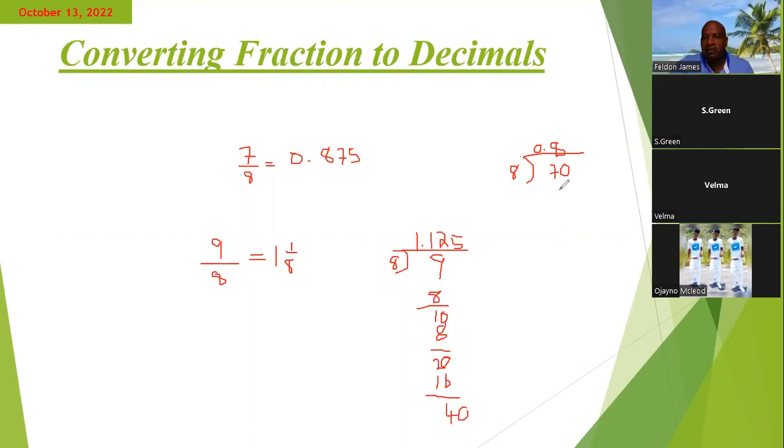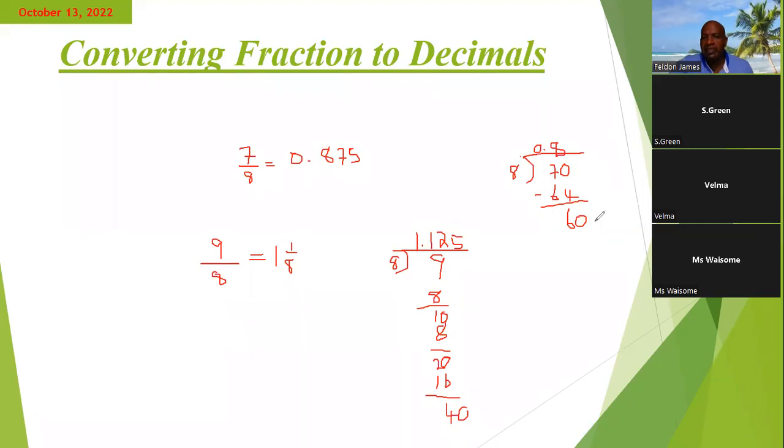So 8 times 8 gives you 64. And then we subtract 64 from 70. That leaves us with what? 6. Now we say 8 into 6. Can we get 8 out of 6? No, sir. So it means that we have to go to the next power of 10 position. So that's why we're going to add a 0 here.